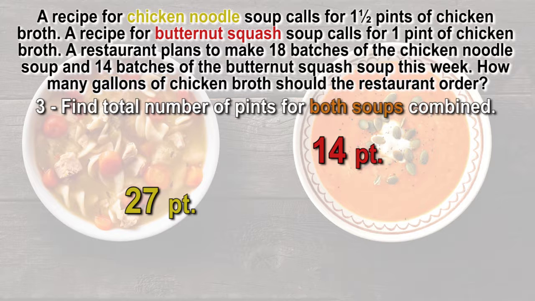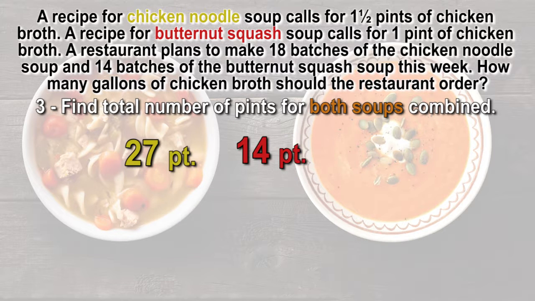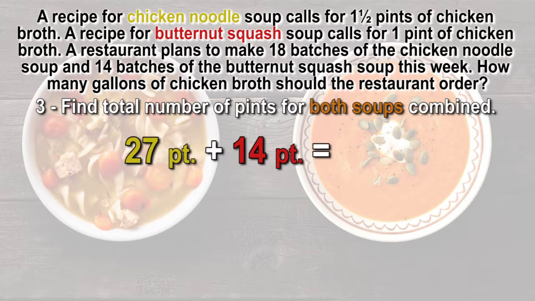Our third step to solve this word problem is to calculate the total pints of broth needed for both soups. 27 pints plus 14 pints is 41 pints. The restaurant will need 41 pints of broth.